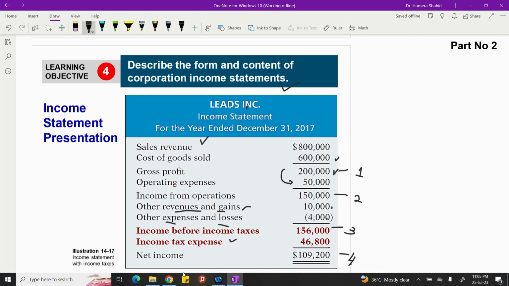So in classified income statement of the companies, you will have four levels of profit. You will have gross profit, you will have operating profit or income from operations, you will have profit before tax or income before income tax, and then you will have net income. Okay.